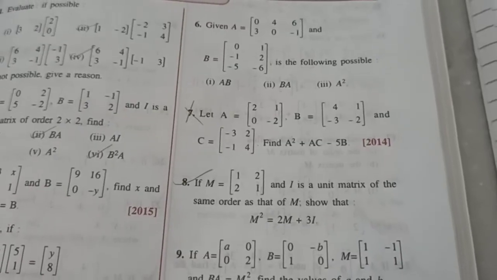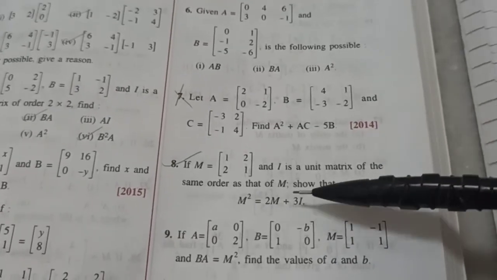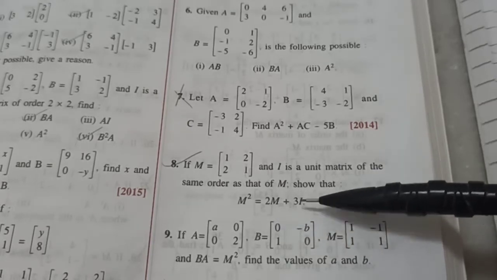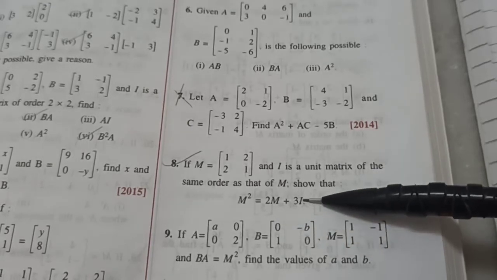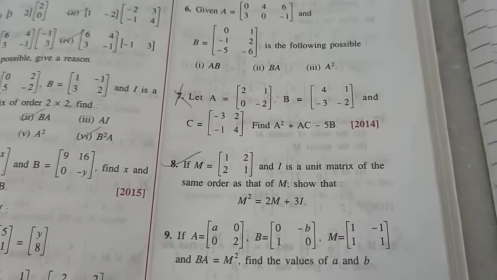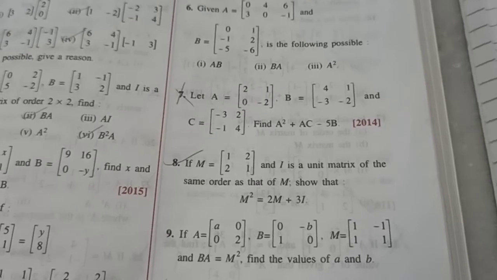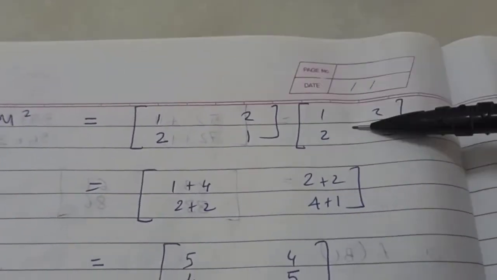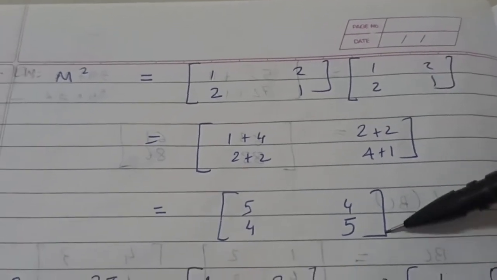Cancel the 7th sum, let's do the 8th sum. Show that M square is equal to 2M plus 3I. I is the identity matrix, of course. So we will do LHS RHS here. LHS is M squared, that is M into M. Do the multiplication, get this answer.